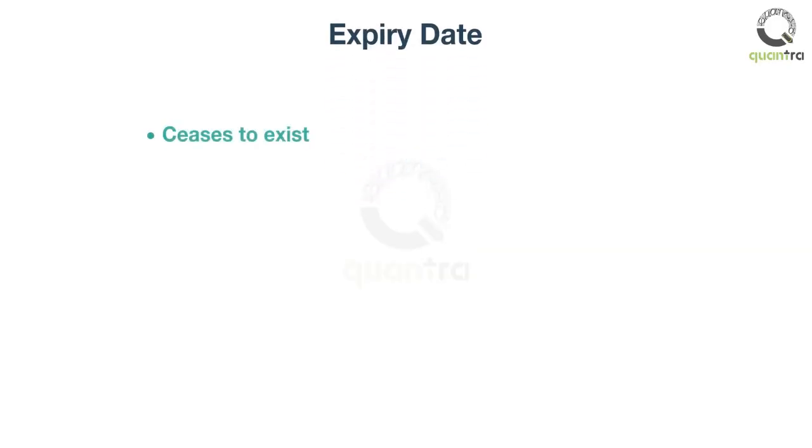Expiry date. Every futures contract has a final date at which time it ceases to exist. This is the last day in the life of this particular futures contract, and for many markets this is the date you need to be out by. But be careful here. For commodity futures you need to be out before the first notice date.